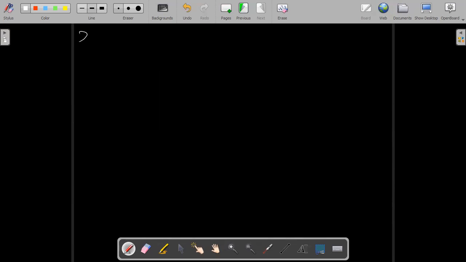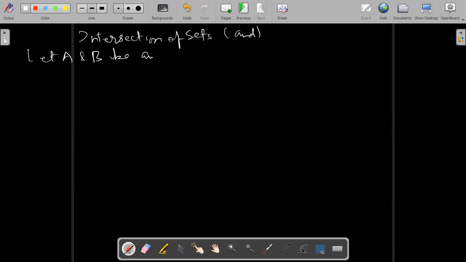Now intersection of sets. That was the union. Now we have intersection of sets. So remember that for union we use or, and for intersection we use and. It is very important when you study probability. It will play a very important role. So here intersection means and. For a definition, let A and B be any two sets.